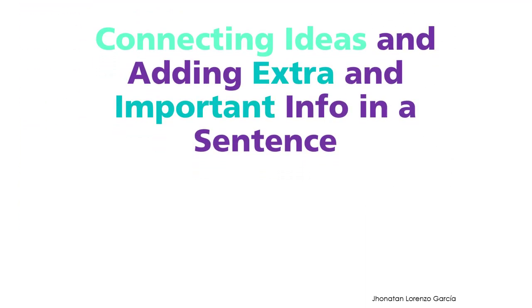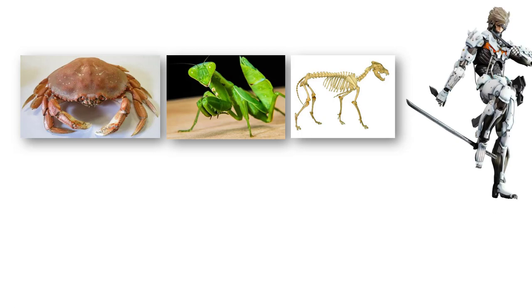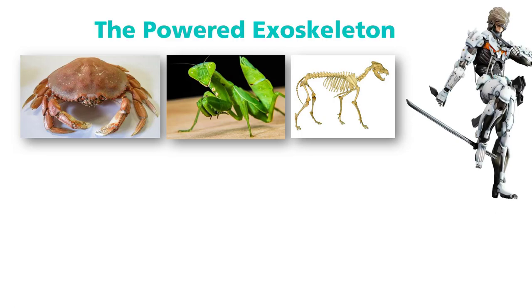Okay, guys. So the first lesson, which is lesson A, is about connecting ideas and adding extra and important information in a sentence. First of all, guys, we're going to look at some examples. I'm going to read some details about biotechnology because the unit is something about technology and biology. So we're going to check some examples and then we're going to analyze these special words. Okay, so number one, guys, I'm going to talk today about an important topic, and it's a little bit interesting, which is the powered exoskeleton.